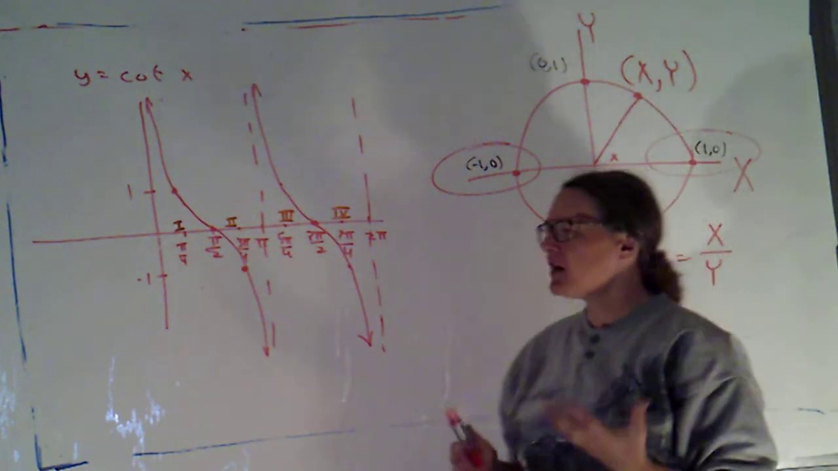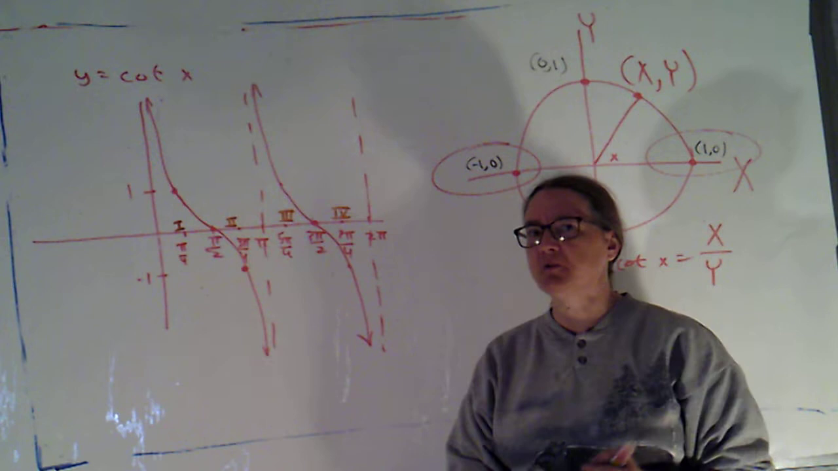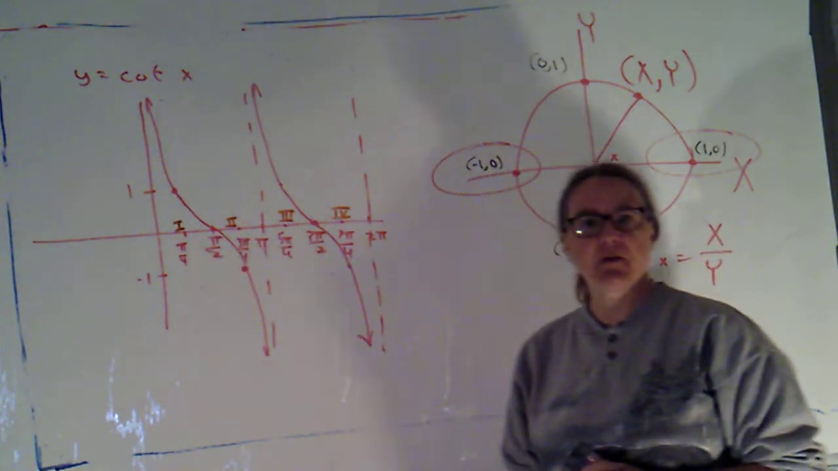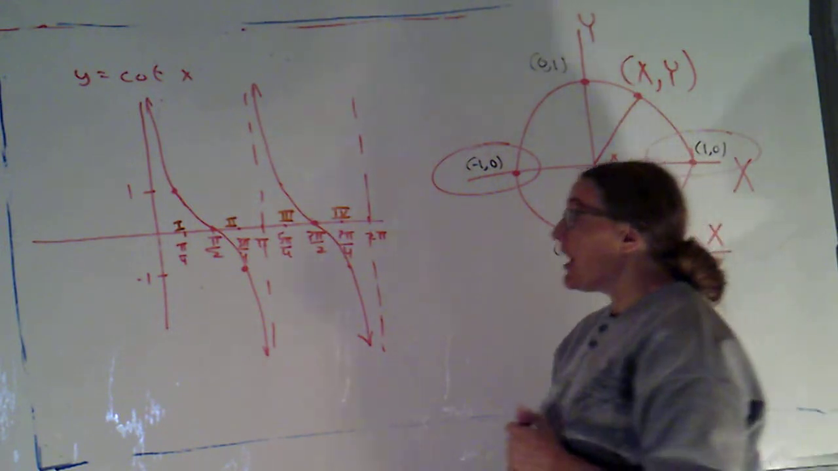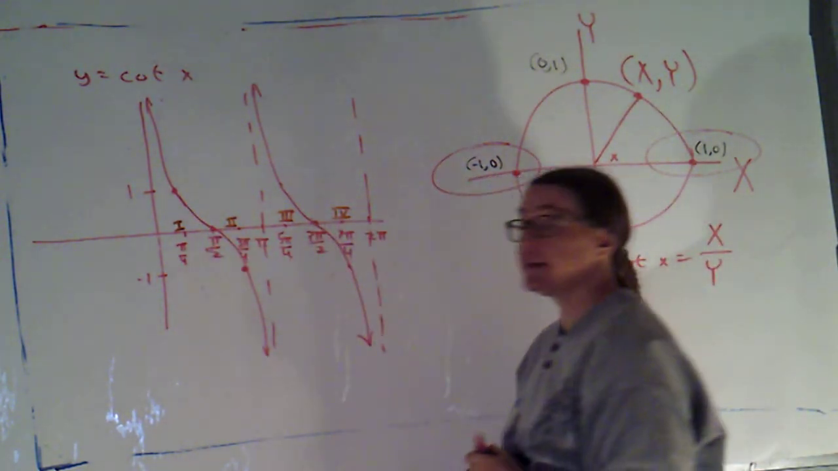If you remember when we talked about the domains of our trig functions, we said there were certain values that were excluded from the domain. Those are exactly the locations of the asymptotes. Then for the other quadrantal angles, so pi over 2 and 3 pi over 2, we're just at 0.